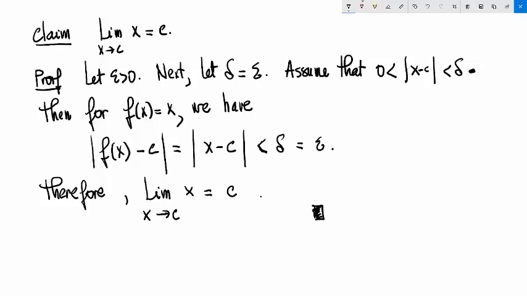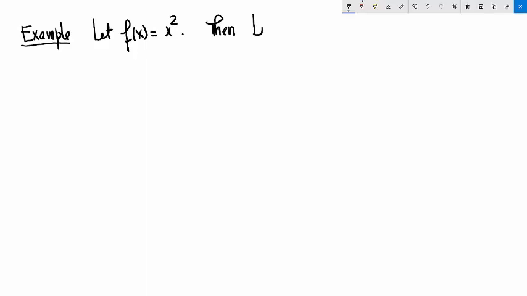And this is how we prove that. All right, so let's move on to the next example. Let f of x be equal to x squared. Then I claim that the limit as x is approaching c of f of x has to be equal to c squared.